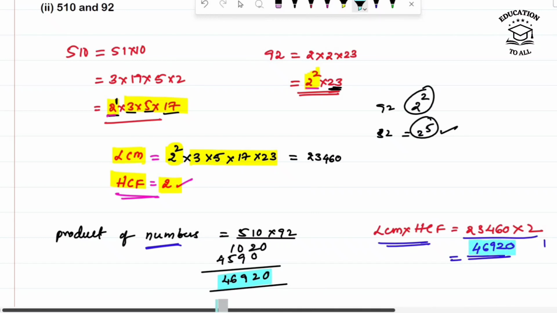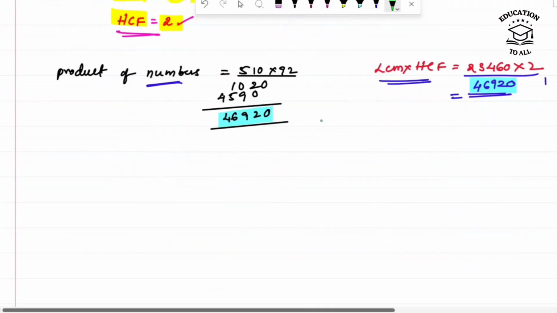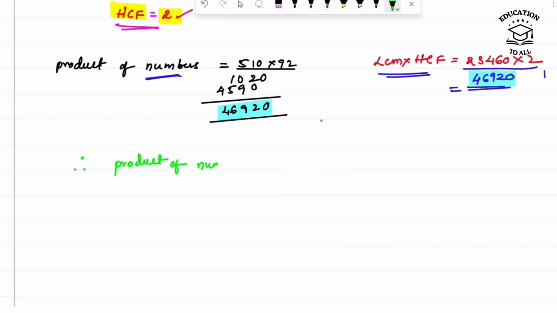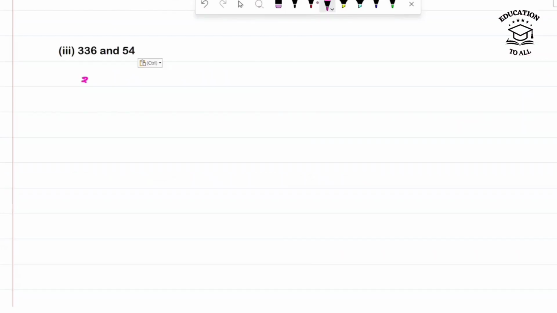46,920. So what is the conclusion we can write for this question? Therefore, the product of the numbers is equal to the LCM of the two numbers into the HCF of those two numbers. Got it? And similarly, we try to solve the third problem also.